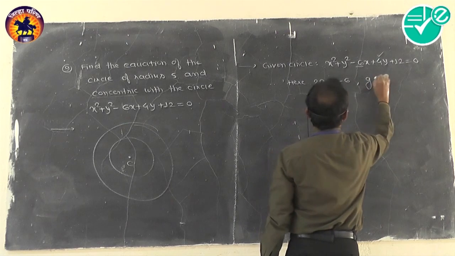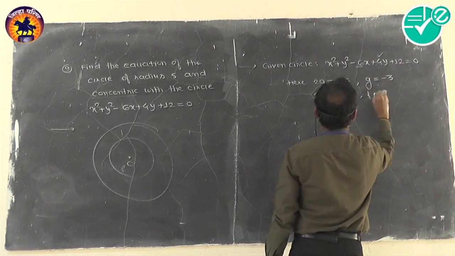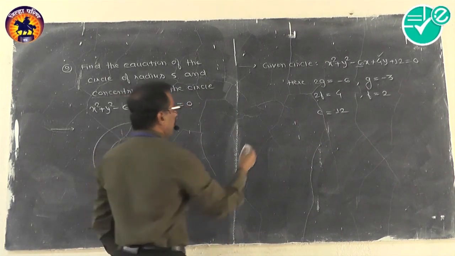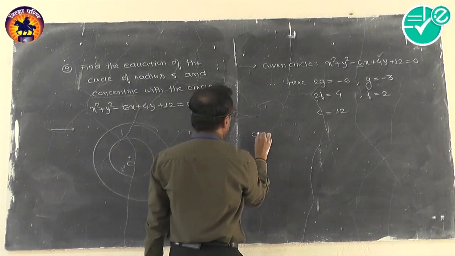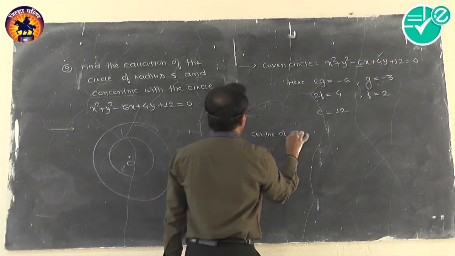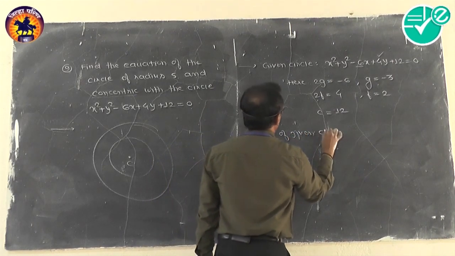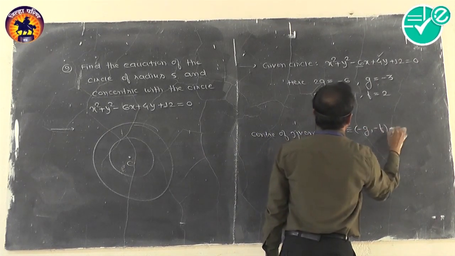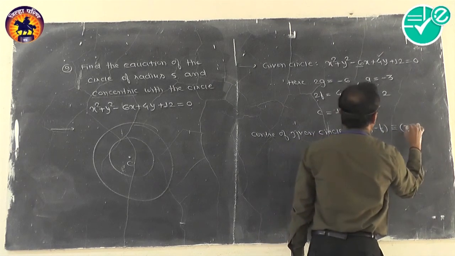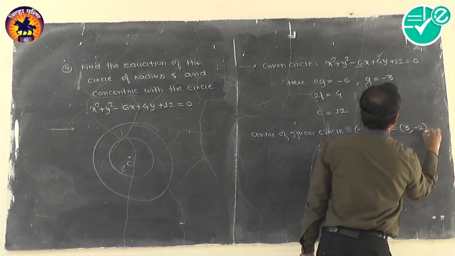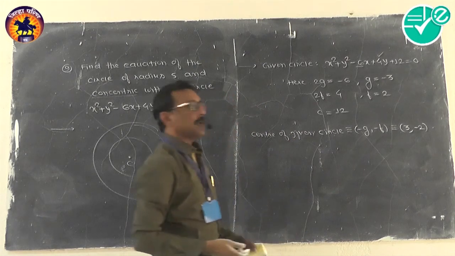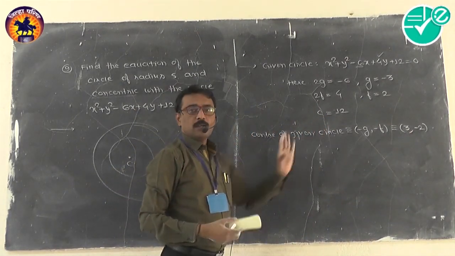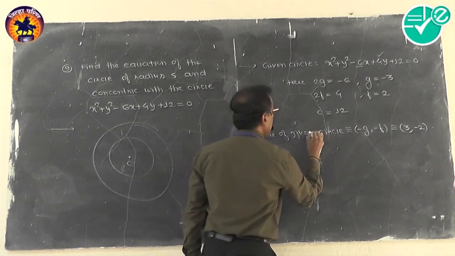So g is equal to minus 3, f is equal to 2. Now the center of the given circle is minus g comma minus f. Interchange the signs: here is minus 3 and plus 2, we have to write 3 and minus 2. Whatever I have written is the center of the given circle. But we want the center of the required circle.